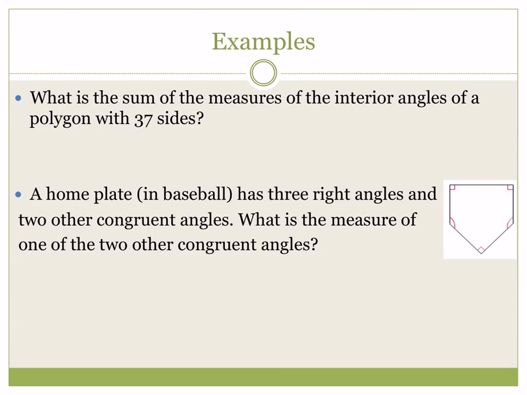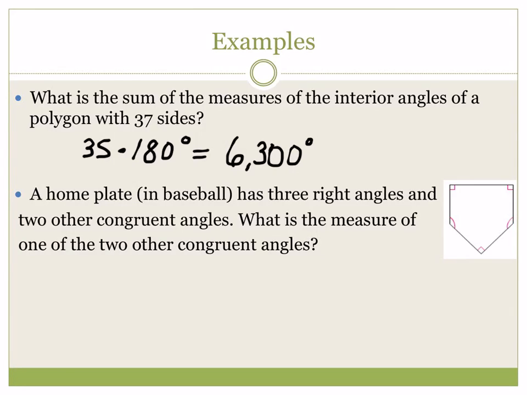All right. So what would we have as the sum inside of a 37-sided polygon? What would we get? 37 minus 2, which is 35. And then what would we do? Multiply by 180. So 35 times 180. And what does that give me? 6,300 degrees. That's right. Very good.